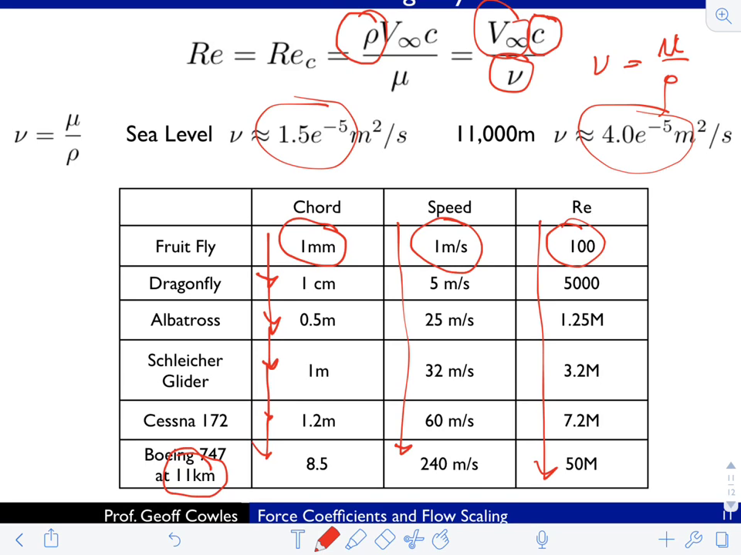So if you consider this flow regime, it is this variation. It's an enormous variation in flow regimes. And what the fruit fly experiences at those tiny Reynolds numbers is a very different kind of flow than what the Boeing experiences at something like 50 million.